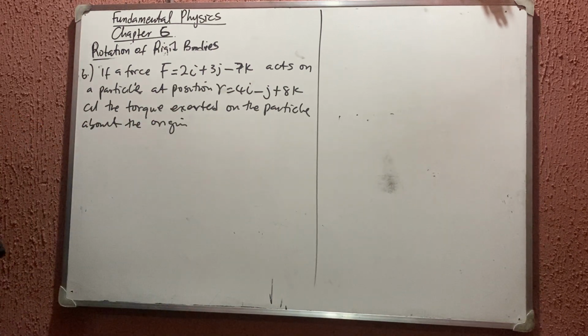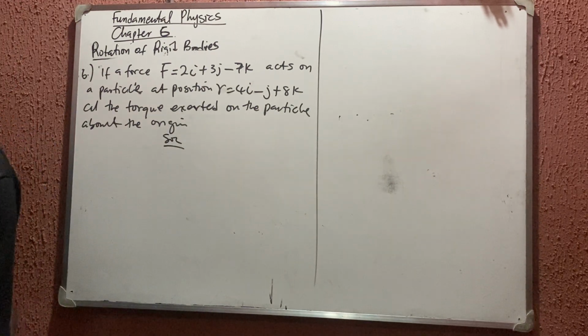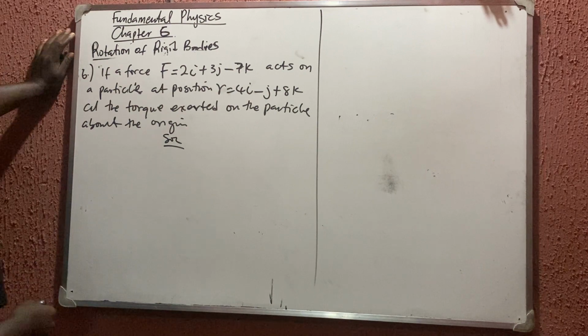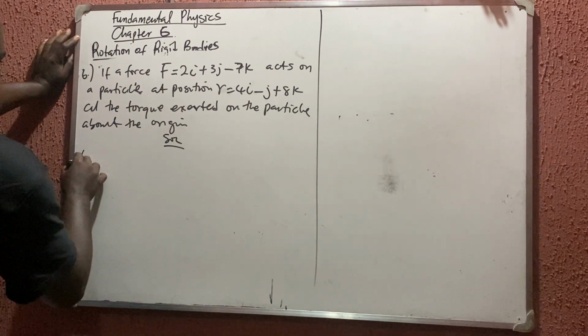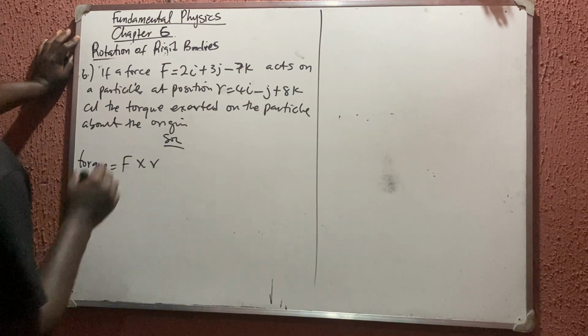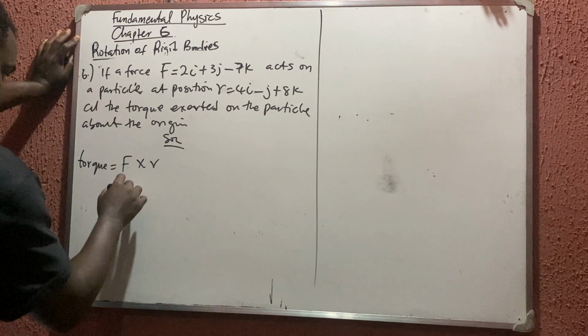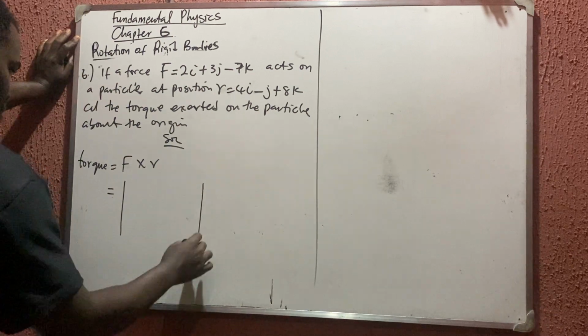Now this is a very, very simple solution. First of all, you should know whether torque is a vector quantity or a scalar quantity. That's the first thing you should know. Torque, tau, is a vector quantity, so we know that tau is equal to the force times the perpendicular distance, and I'm using the cross product. I didn't use the dot product because it's a vector quantity. So you do your matrix.